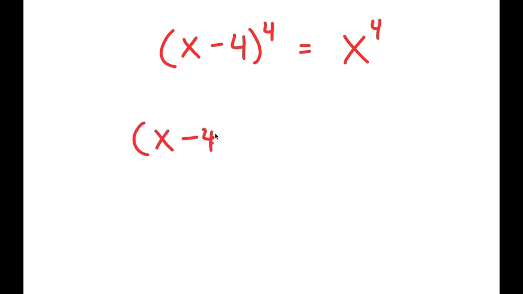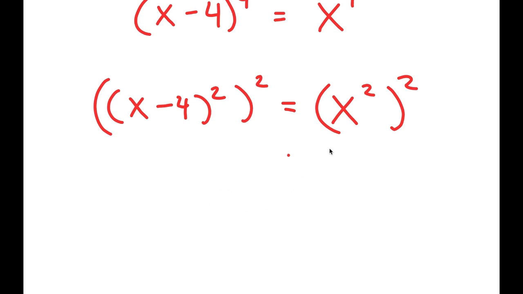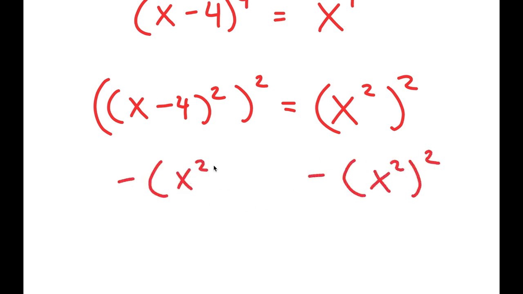Alright, so in this video, I'm going to solve the problem (x minus 4) to the power of 4 is equal to x to the power of 4. So to solve this, I'm going to first start by rewriting this as (x minus 4 squared) to the power of 2 is equal to (x squared) to the power of 2. And now I'm going to subtract (x squared) to the power of 2 on both sides.